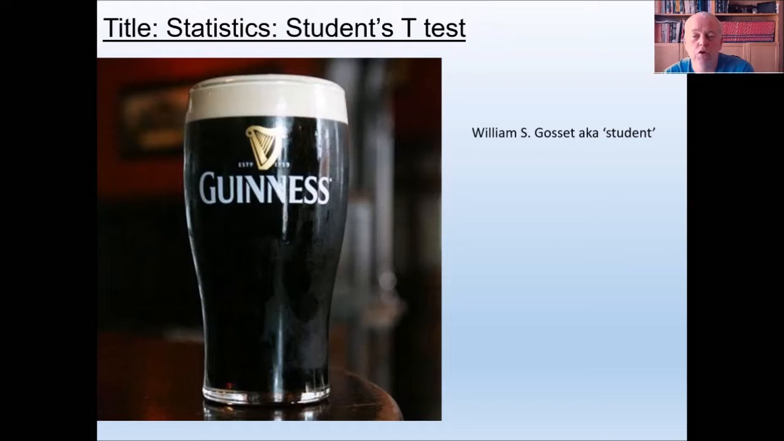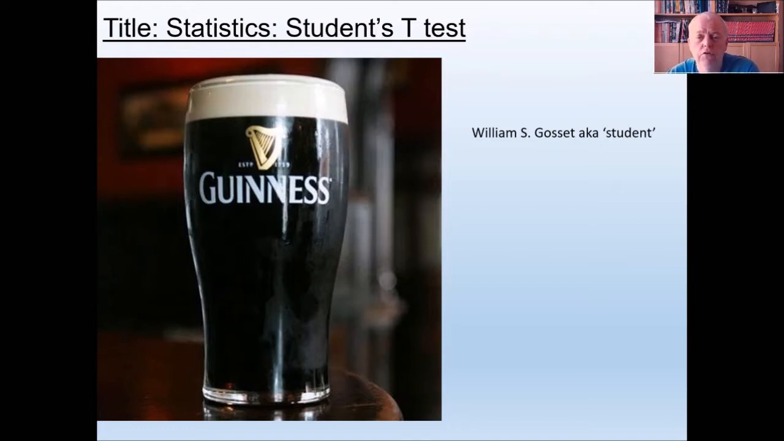He published his work under a pseudonym of Student, because Guinness didn't want any of their competitors to know of the work that he'd been doing, in case they got ideas themselves about how they could ensure quality. So it was published under a pseudonym, and he often goes forgotten, but there are many statisticians that know him rather well. So he developed this particular t-test, which is often the first statistical test that many students are taught about.